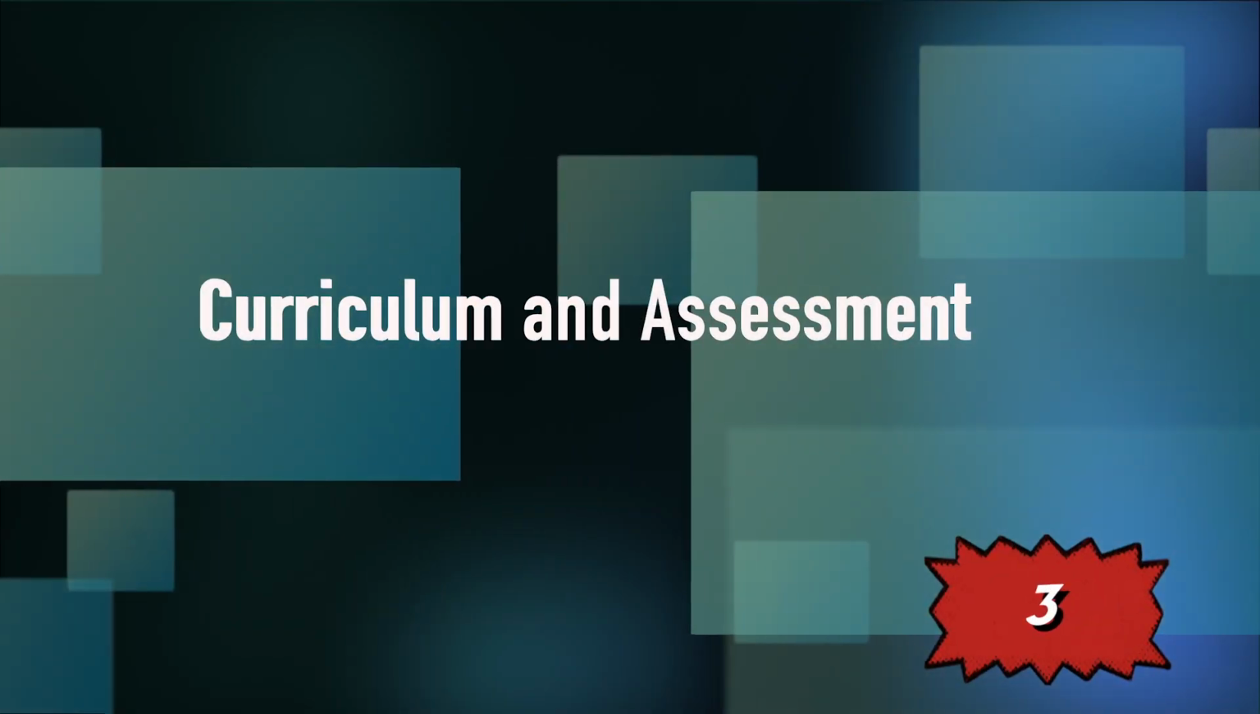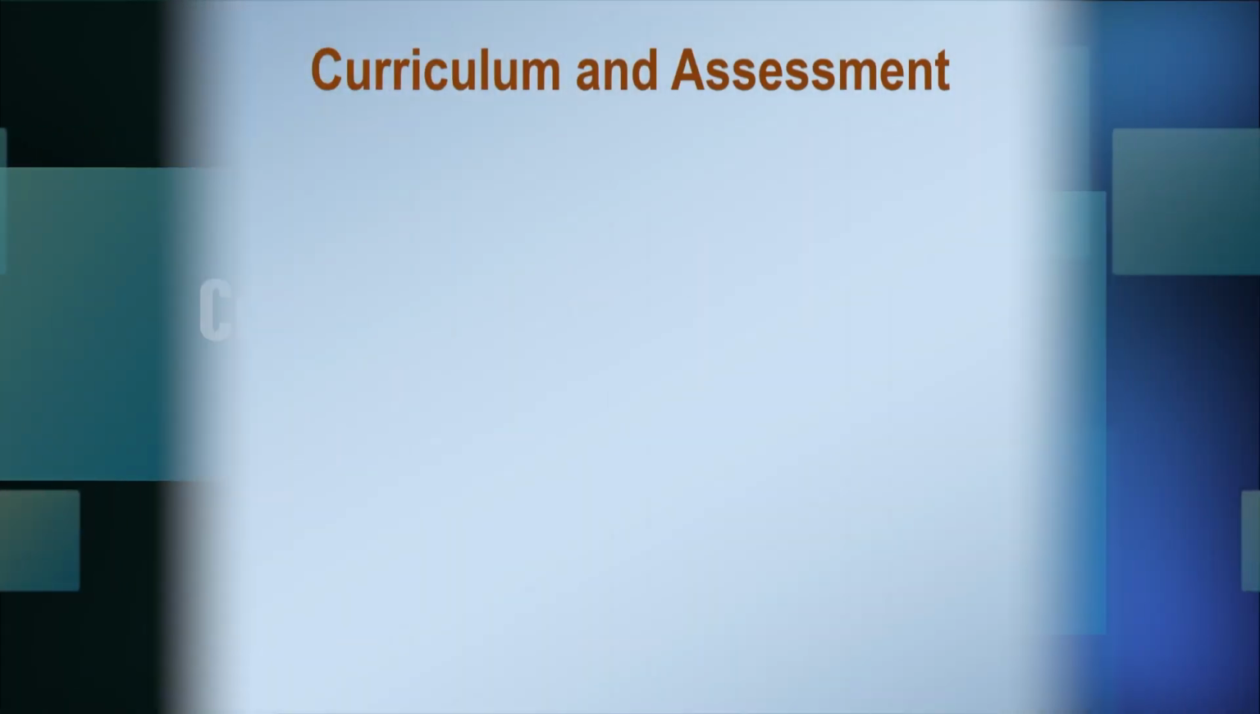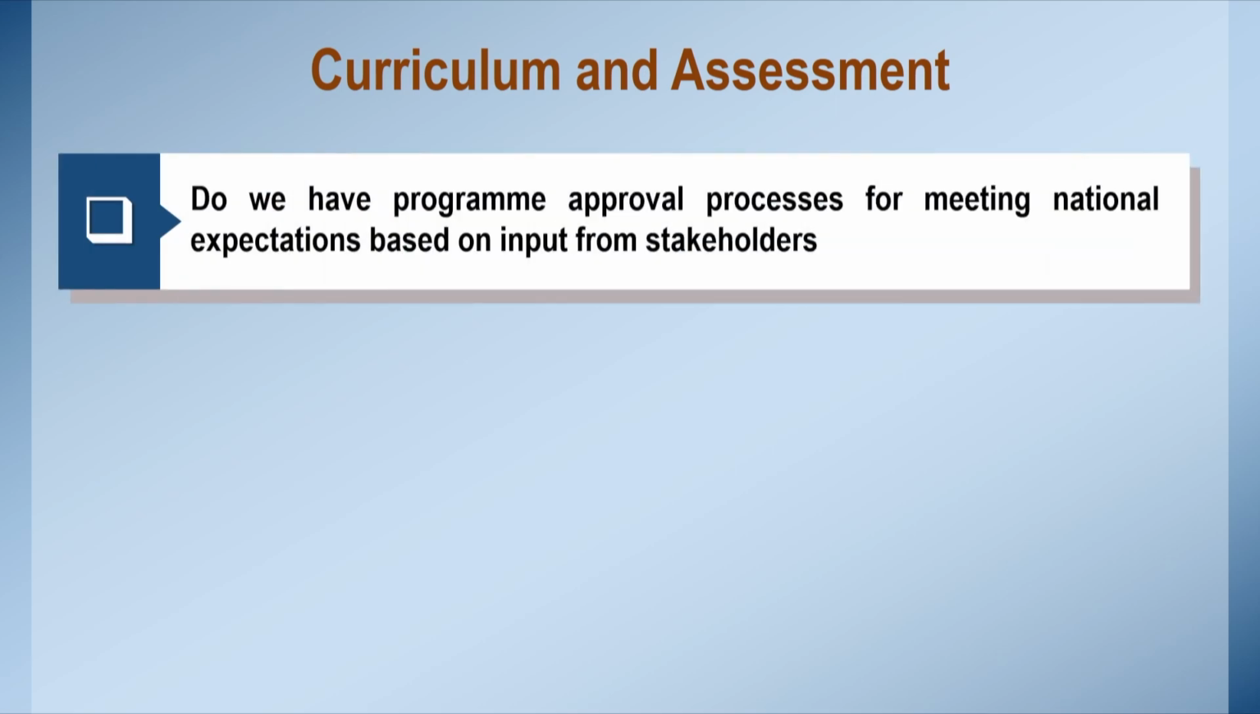The third broad area is curriculum and assessment. Under this, the underpinning statements are: do we have program approval processes for meeting national expectations based on the input from stakeholders? Without the program approval, no institution can run the programs. This approval is from the state boards or higher education councils. Accordingly, the process of approval is a must for any program to be run by an institution, and this program should be meeting the national expectations and the expectations of varied stakeholders.